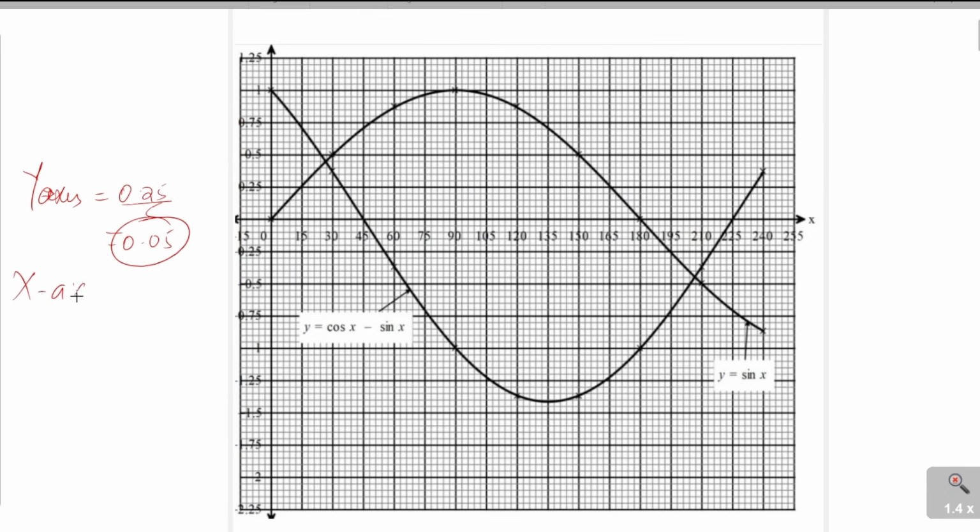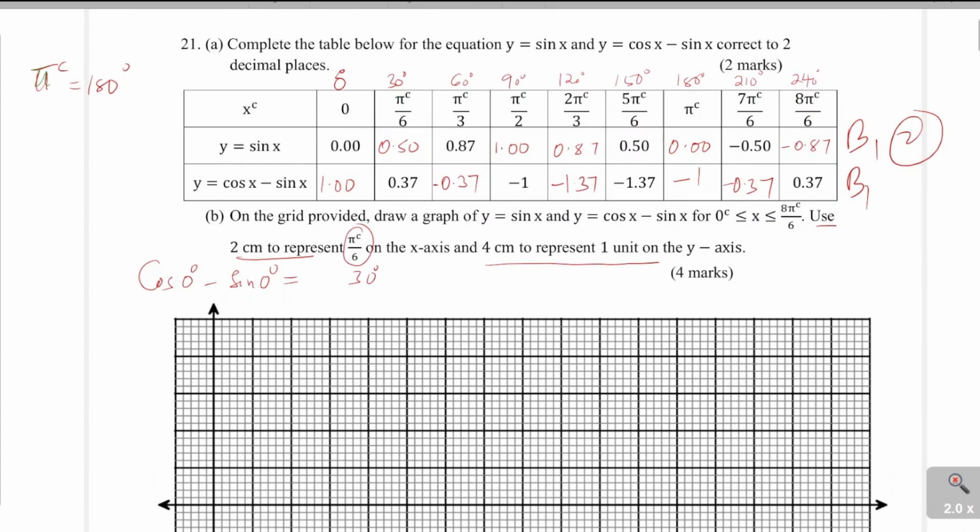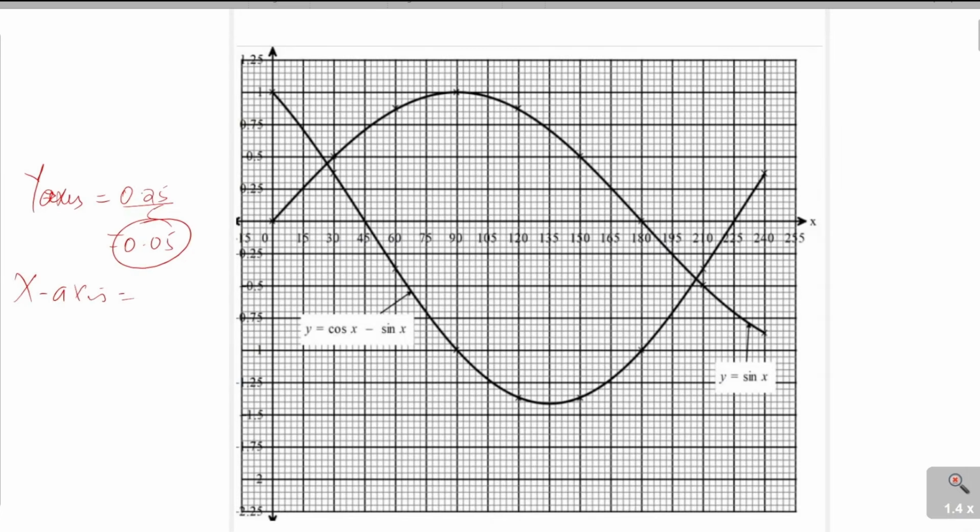For the x-axis, you have 2 centimeters representing 30, that is pi radian over 6. So 1 centimeter represents 15. So one small square will be 15 divided by 5. So it will represent 3. That will help you when you're plotting. So now you plot and you get these.